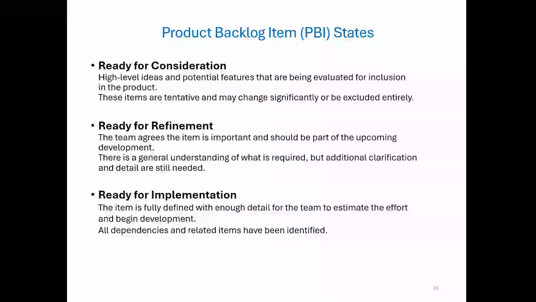And ready for implement state. Now the item is fully defined and detailed enough for development. This means the item is clear, testable, and estimable. Dependencies are identified and manageable. Acceptance criteria are agreed upon. At this point, the item is sprint ready. The development team can take it into a sprint with confidence without needing to stop and clarify.